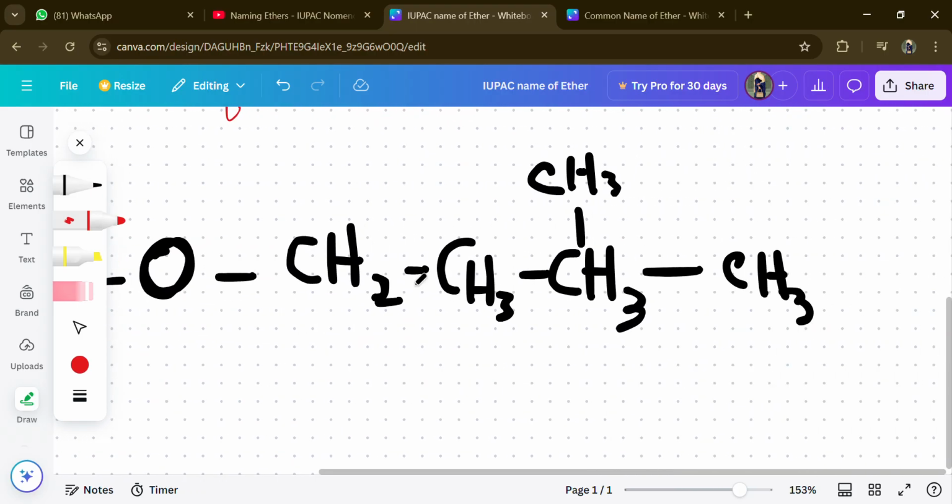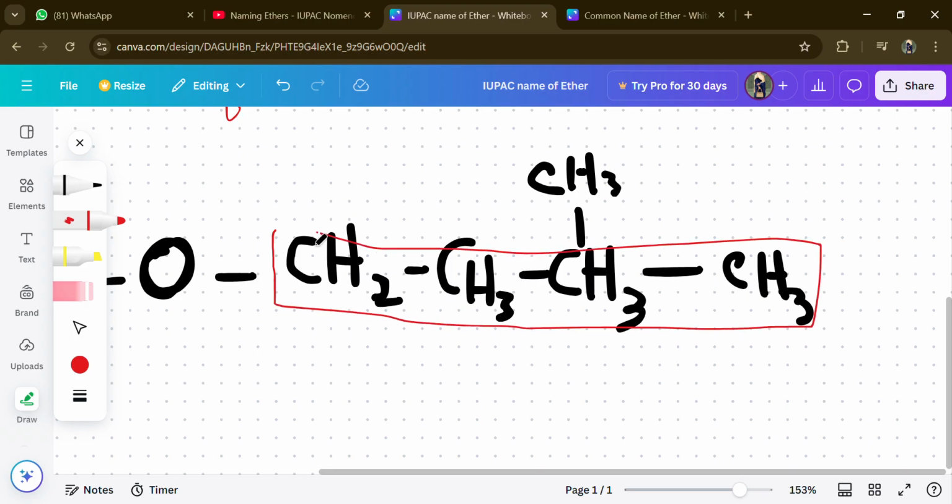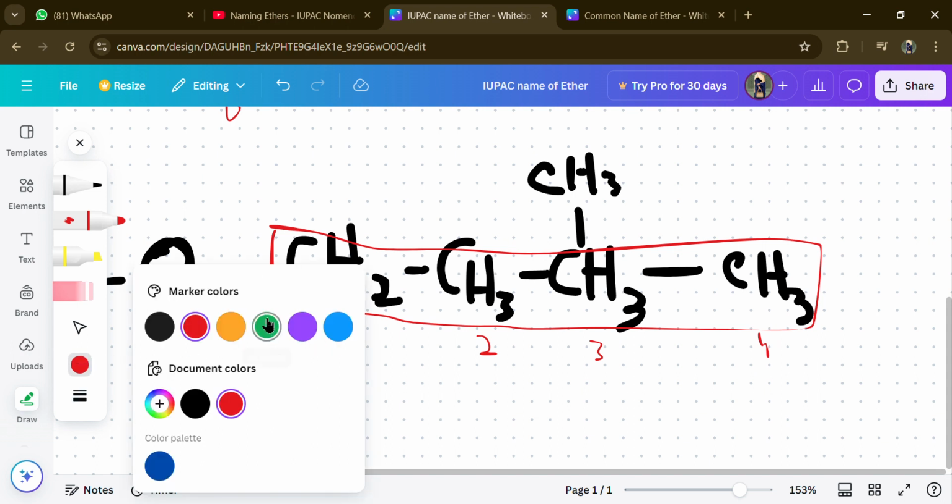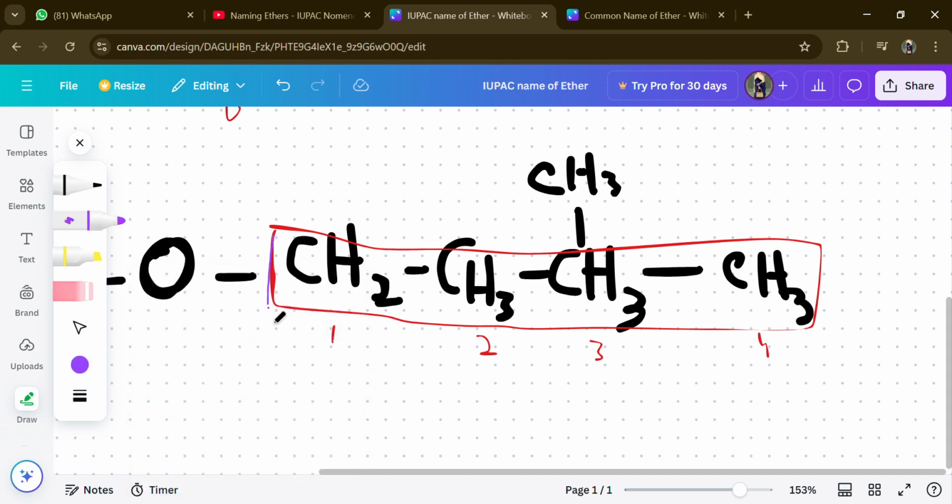But here in this situation, let's first make a parent chain. So for the parent chain, what do we need to consider? We need to consider the longest chain. What if we make a chain in this direction? So we do have 1, 2, 3, 4 carbons. What if I make a chain in this direction? So there will be 1, 2, 3 and 4 carbons, equal number. So we can consider any one of them. So let's just consider this chain.